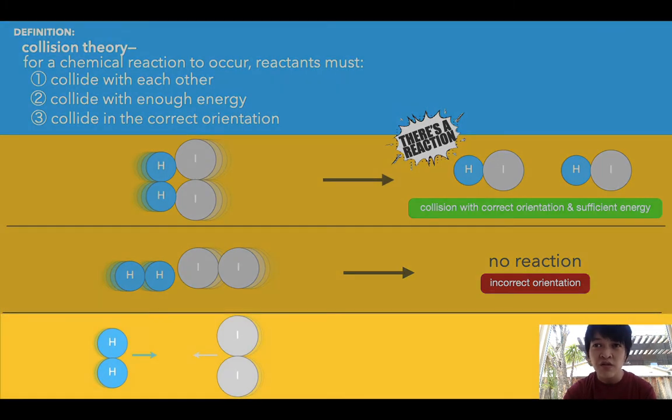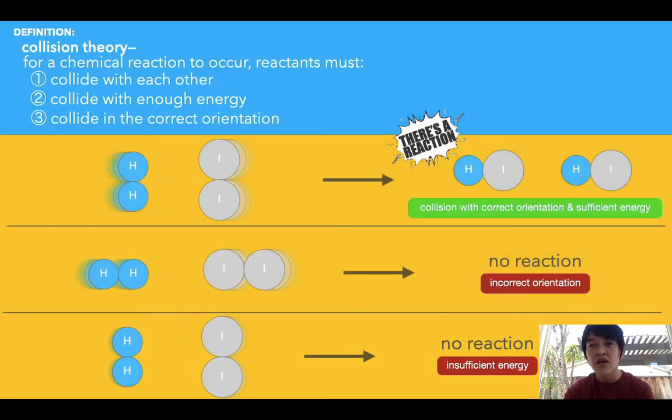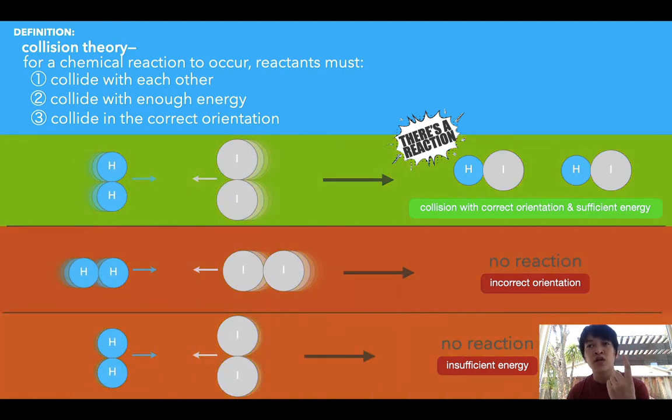In the last scenario, the hydrogen gas molecule and iodine gas molecule collide with very little energy. It's just not there. Even though the molecules are in the correct orientation during the collision, the lack of energy prevents the reaction from taking place. So, again, for a chemical reaction to happen, you must have a collision. The collision must be high in energy. And also, the collision must be in the correct orientation.